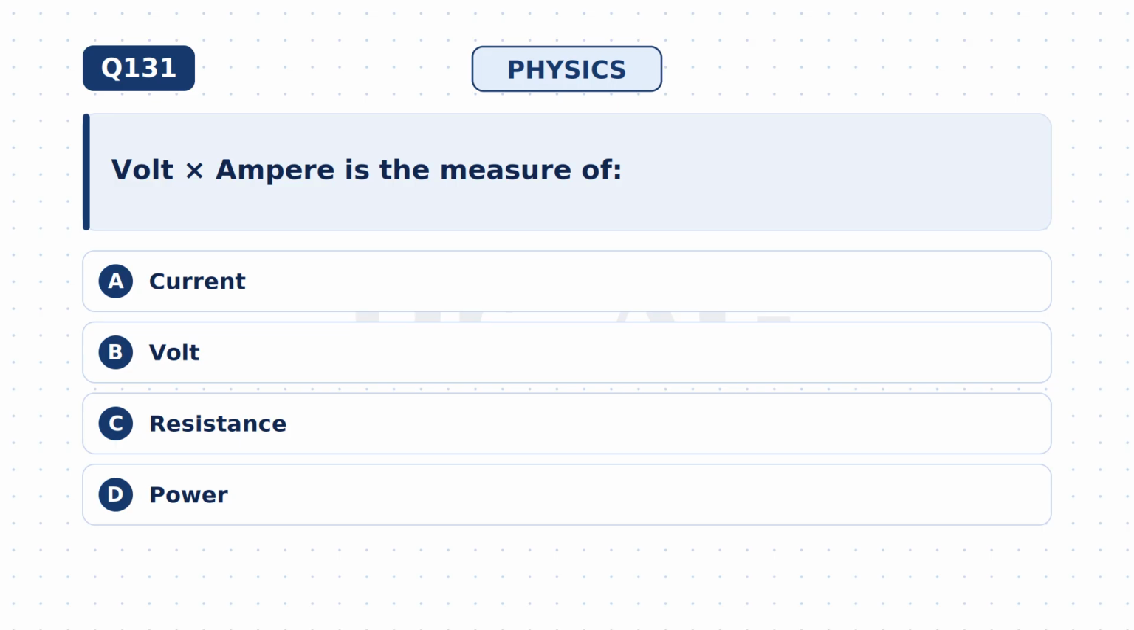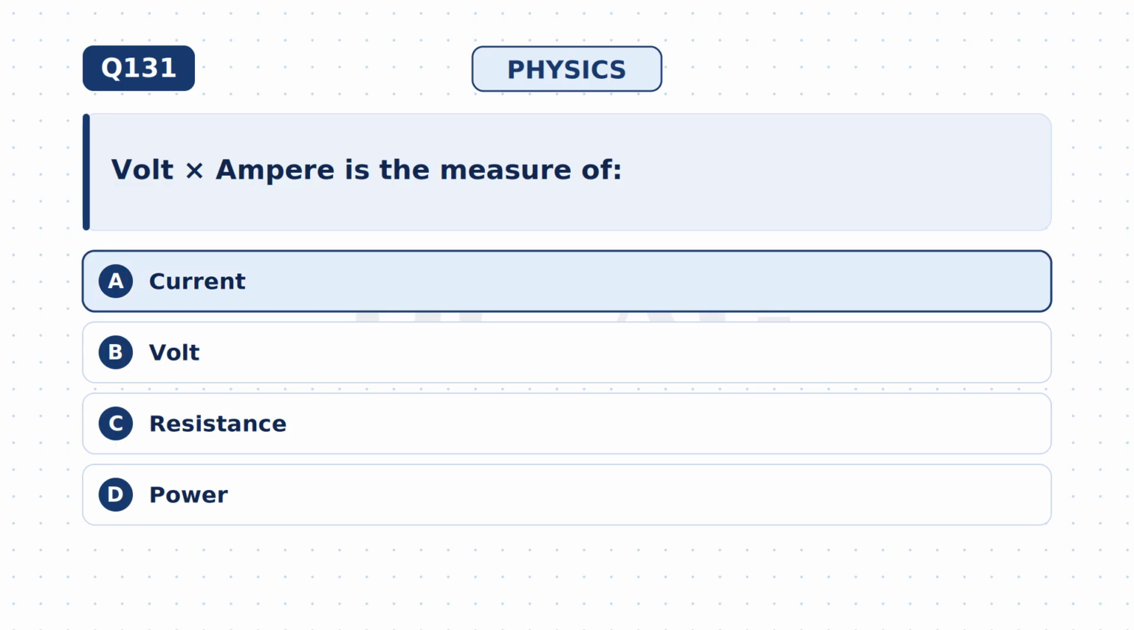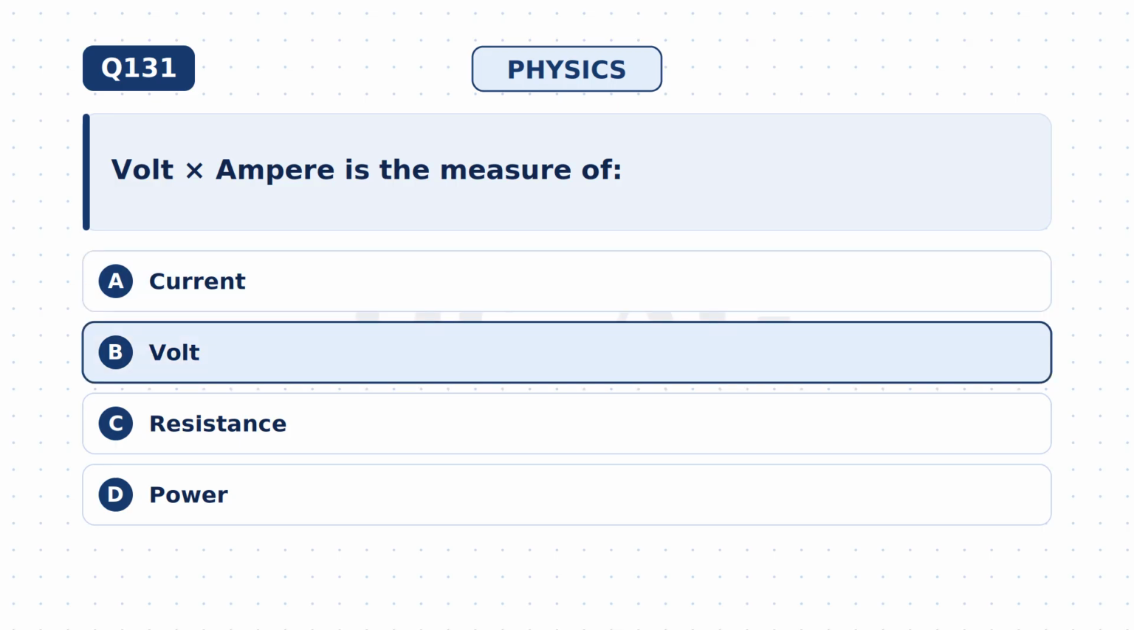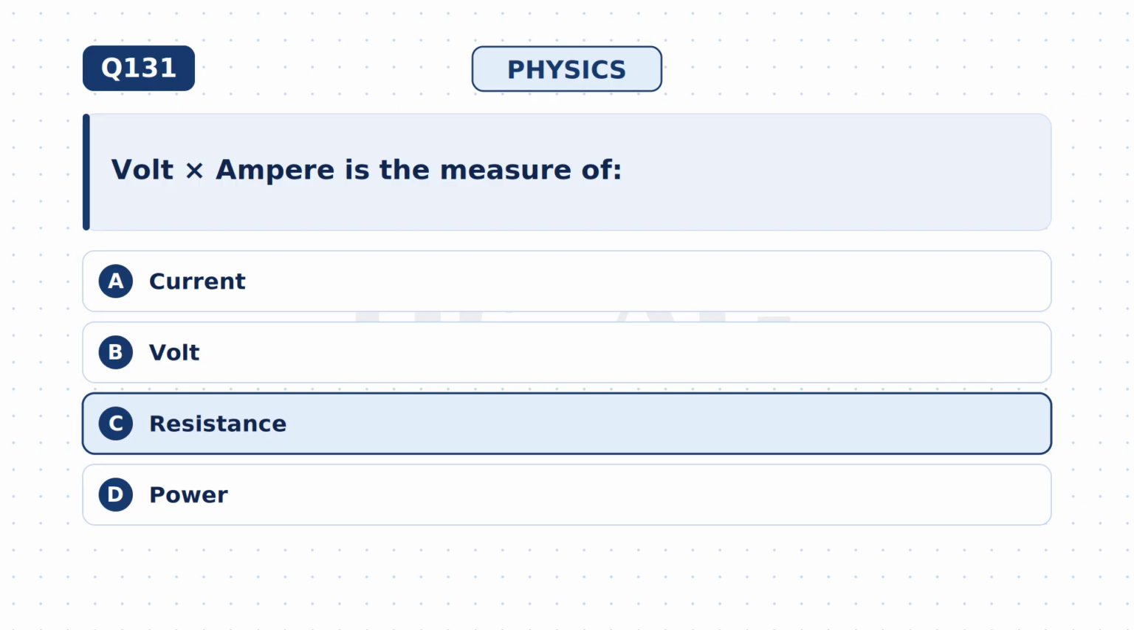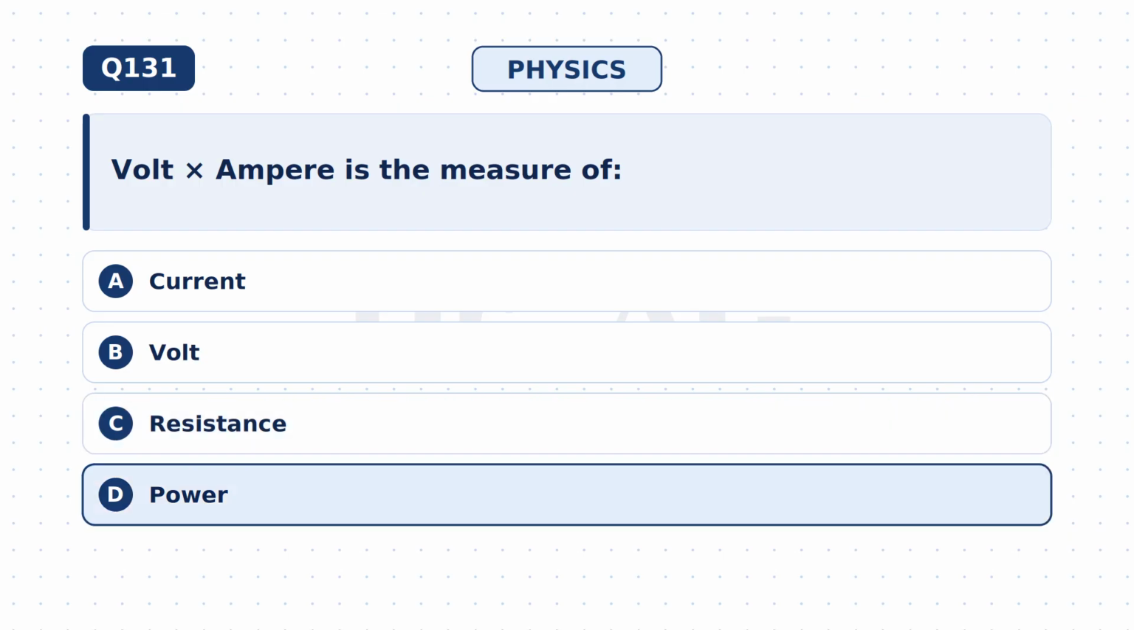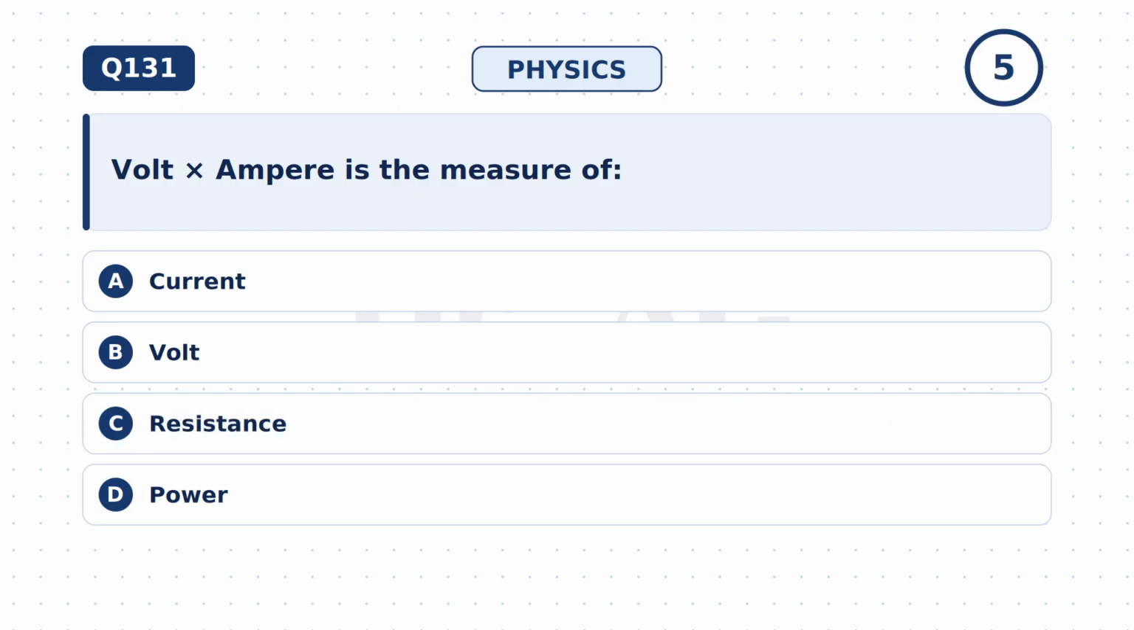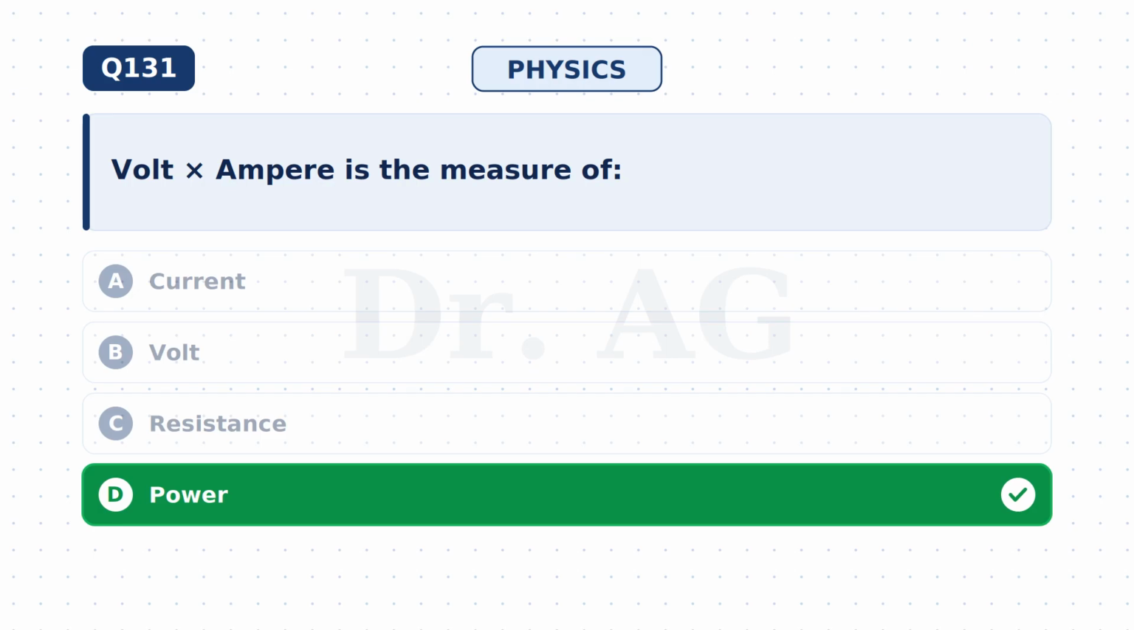The correct answer is B, decreases. Question 131. Volt into ampere is the measure of. Option A, current. Option B, volt. Option C, resistance. Option D, power.